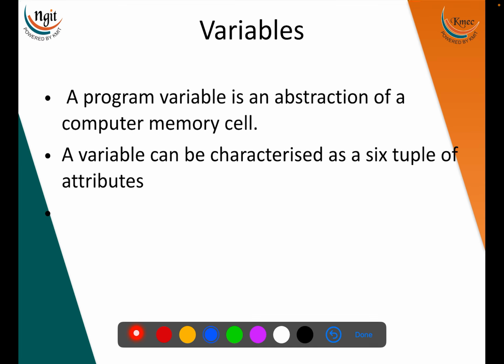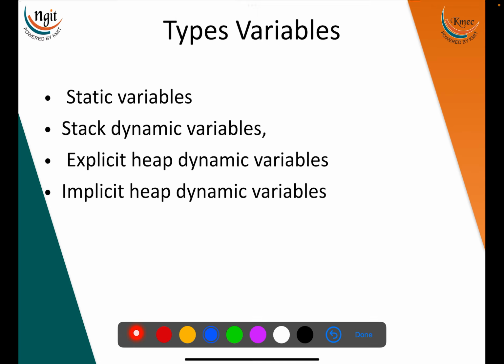Now coming to the types of variables. There are 4 different types of variables: static variable, stack dynamic variable, explicit heap dynamic, implicit heap dynamic. Let's understand about this. It is also an important question. Earlier, the 6-tuple attributes question is important for short questions, and this is for long questions. Many times it came in the final examination.